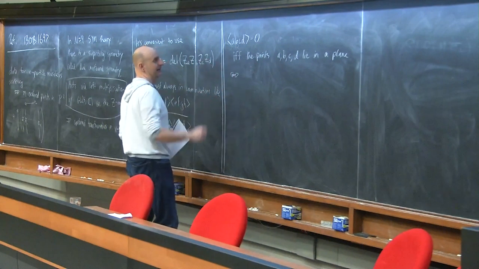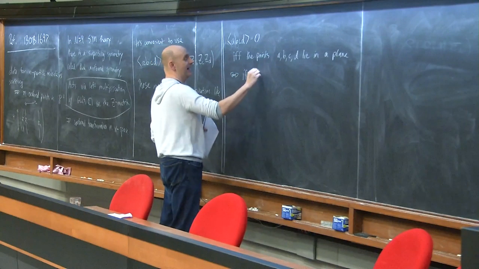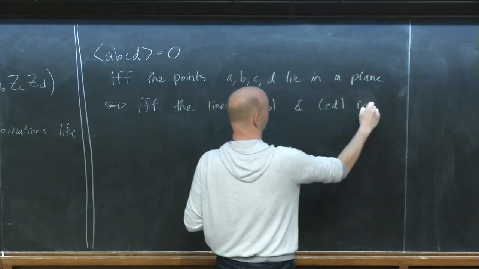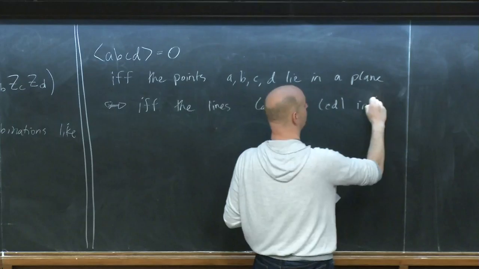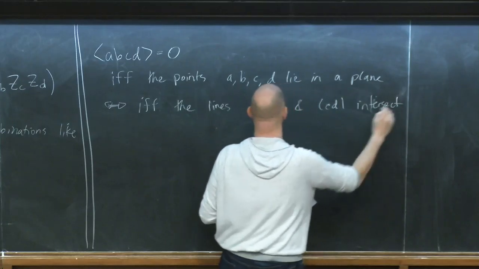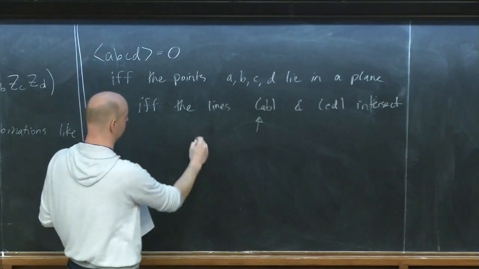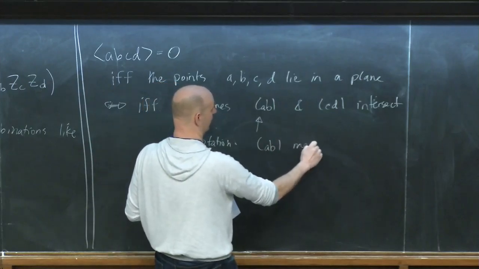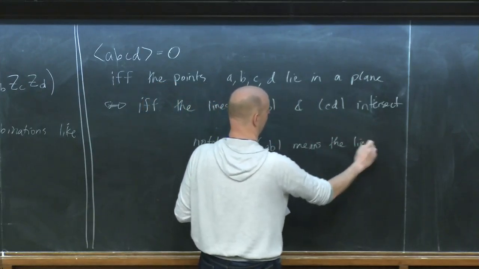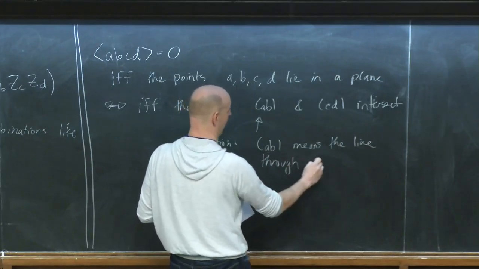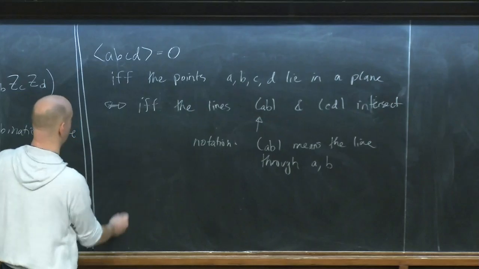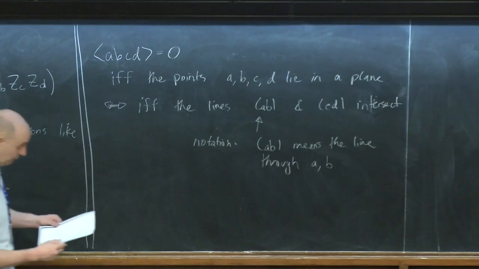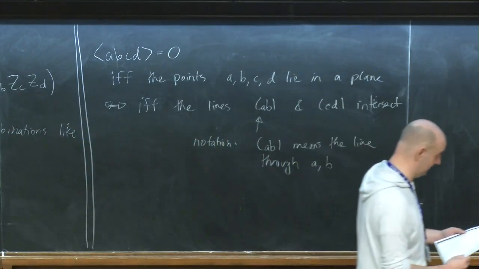Or, another way you can think about it, if the lines AB and CD intersect. Here I'm introducing a new notation. It's implied in that sentence, but I'll state it explicitly: the notation AB means the line through the points A and B. So you can get a geometric intuition for what these brackets mean, and we'll be exploiting that later on in today's lecture.